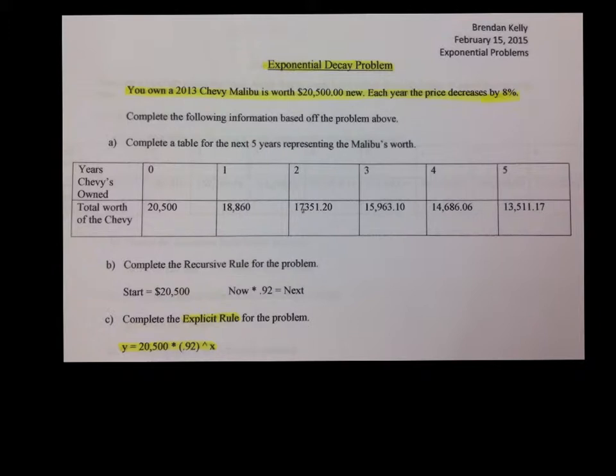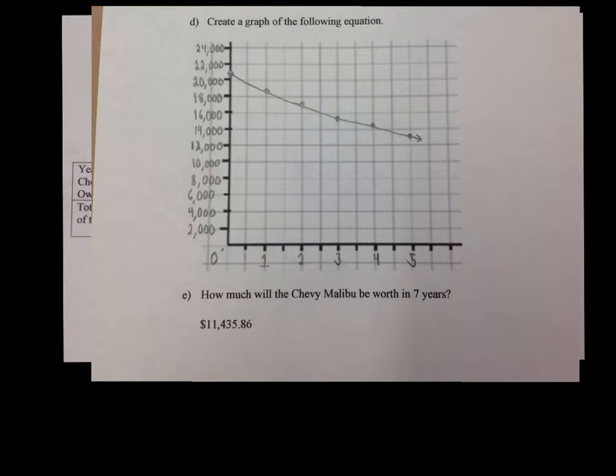$17,351.20 for the second. For the third one, it should be $15,963.10. For the fourth, $14,686.06 and $13,511.17 for the fifth.